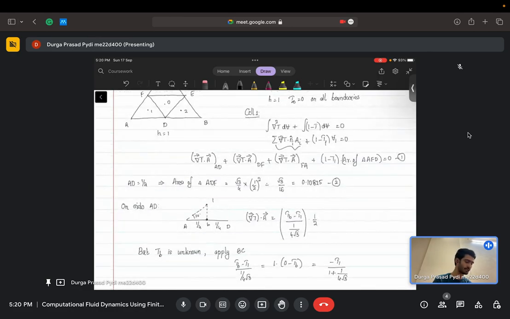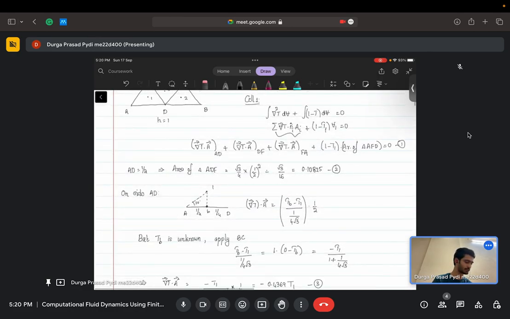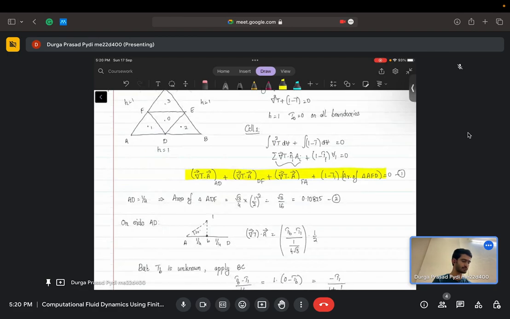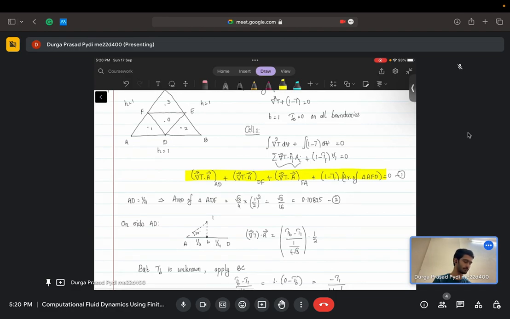If we apply the cell balance equation, it comes out to be something like this, where you have the fluxes over each and every face plus the source term should be equal to 0. So that is this equation. You have del T dot A, that is the flux along face AD, plus DF plus AF, plus you have a source term of 1 minus T. The T we have to consider here is the cell centroid value, 1 minus T1, into the volume of the domain, which in this particular case is the area of the triangle AFD, equal to 0.